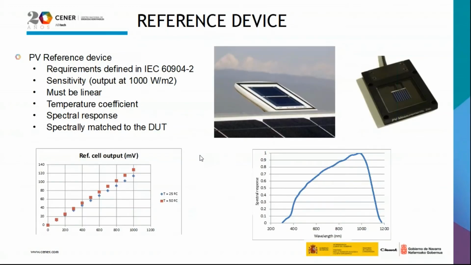So you also need a reference device. There is another standard for the definition of these requirements. Important aspects of these are the sensitivity, which is the output at 1000 watt per square meter. It must be linear. It's important to know the temperature coefficient and the spectral response, and it should be spectrally matched to the module.